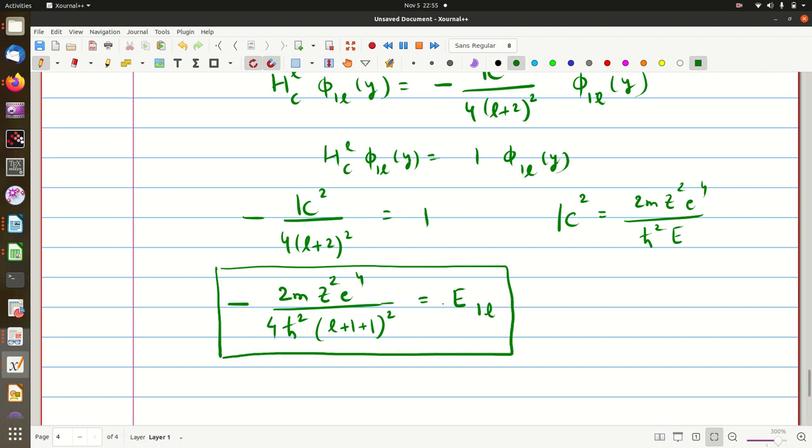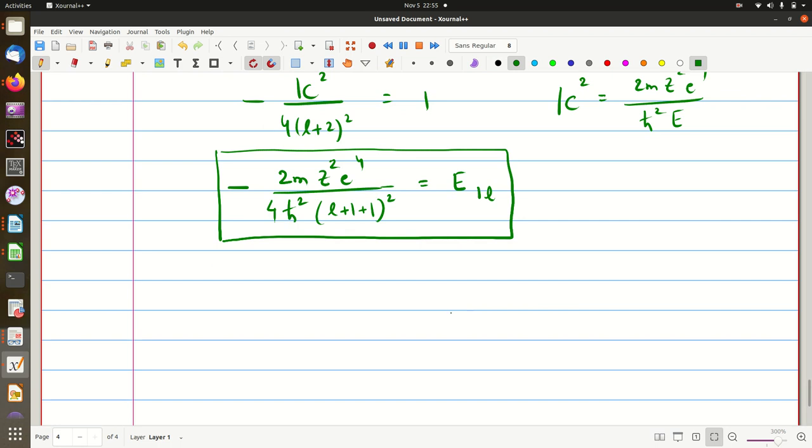You can repeat the same process again, and finally we can get E nu L equal to minus 2m z squared e power 4 by 4 h cross squared times (L plus nu plus 1) squared. So you can write the n in the energy eigenvalues as 1 by n squared, actually 1 by 2n squared, the rest is a constant. So n is basically L plus nu plus 1.